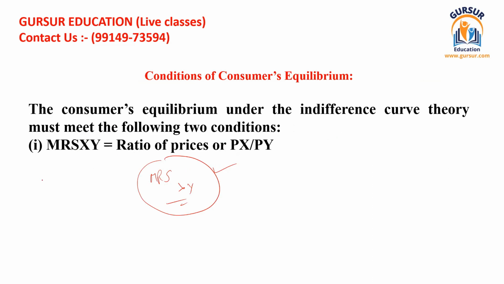So what is this? This is when you give up units of the second commodity in order to increase the consumption of units of the first commodity. This is known as marginal rate of substitution. Your marginal rate of substitution of X for Y should be equal to the ratio of prices of both commodities, the price of X divided by the price of Y. So these should always be equal. This is the first condition of making any consumer reach equilibrium.